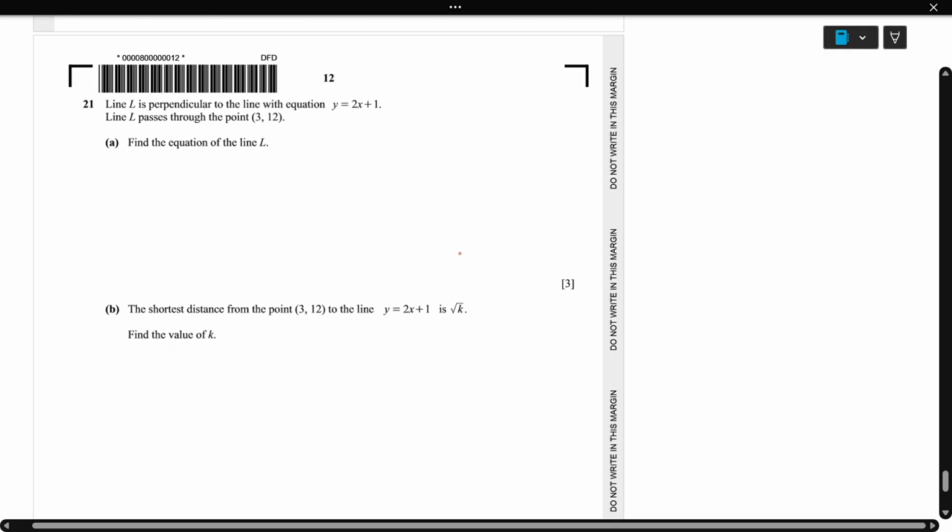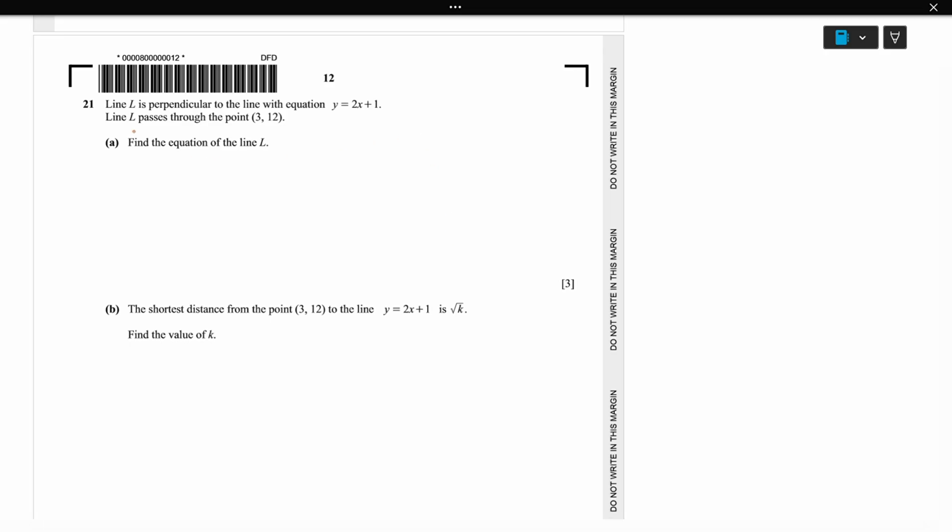Next question, the line L is perpendicular to the line with the equation y equal to 2x plus 1. The line L passes through the point (3, 12). Find the equation of the line. From this equation, the gradient is going to be 2. That's the gradient, the number next to x. Now find the perpendicular one. For perpendicular, m, we have to take the negative reciprocal, so negative 1 by 2.